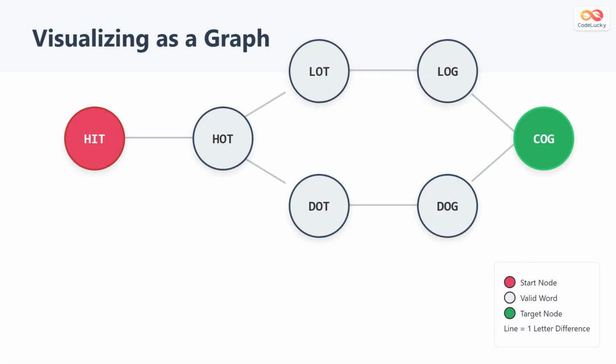The best way to solve this is to visualize it as a graph. Think of every valid word in the dictionary as a node. An edge connects two nodes if they differ by exactly one letter. This transforms the problem into finding the shortest path between two nodes in an unweighted graph.